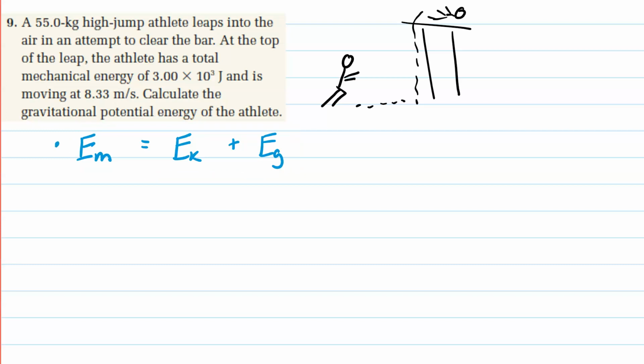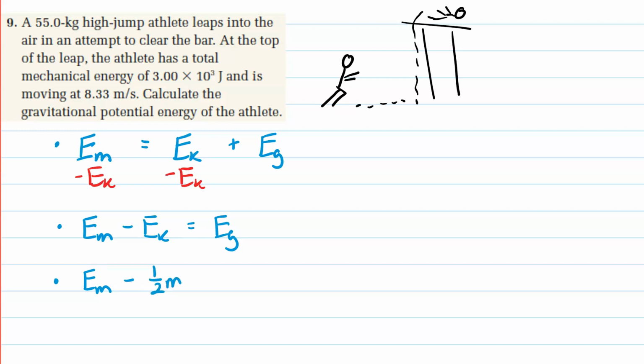So we're starting with this. We'll subtract EK from both sides. So we'll have mechanical minus kinetic energy equals gravitational potential energy. And we can start filling in numbers here. We know the EM. We were given that, and I'll explain that in a bit. Whereas the kinetic energy, we can write as 1/2 mv squared. And all that's going to equal the gravitational potential energy.